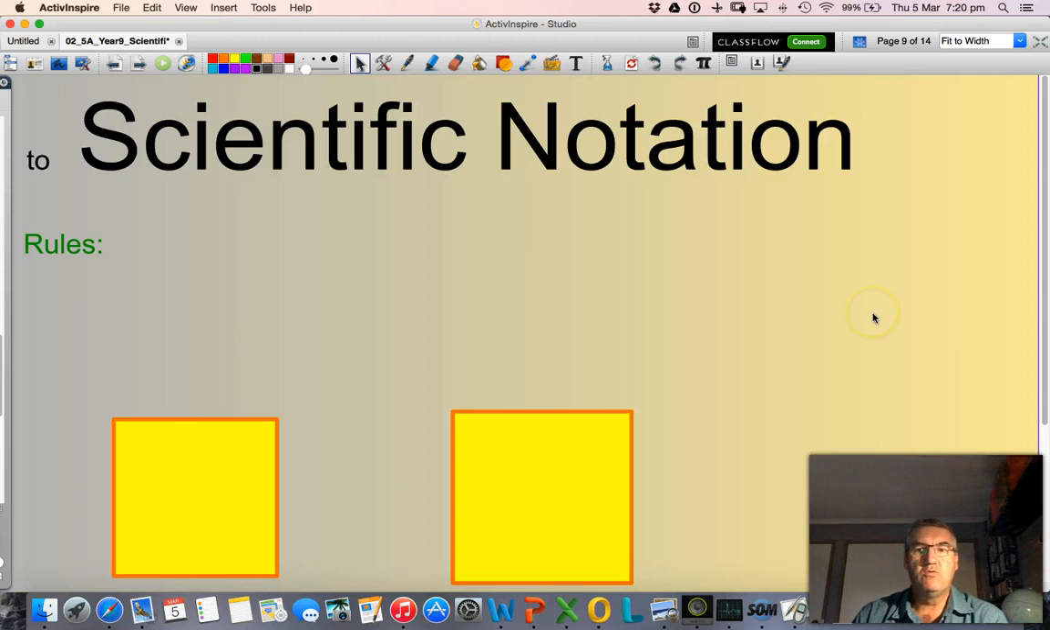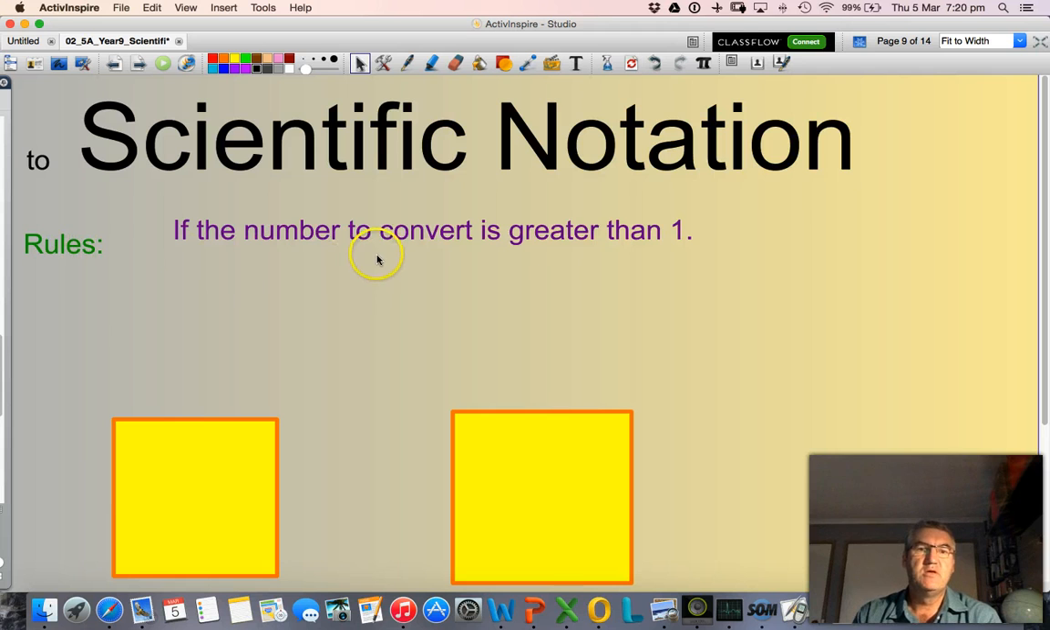This time we're looking at the conversion of numbers to scientific notation, and this follows a fairly standard set of rules. The first thing you need to do when you look at the number is consider whether the number to convert is greater than 1 or less than 1. If our number is greater than 1, say for example 5,800, that is obviously greater than 1.